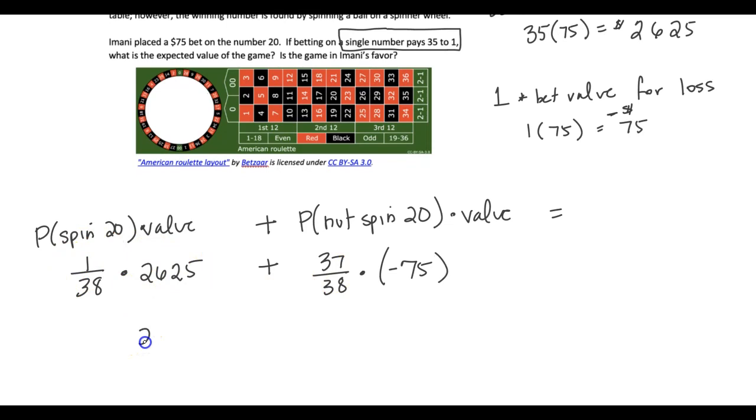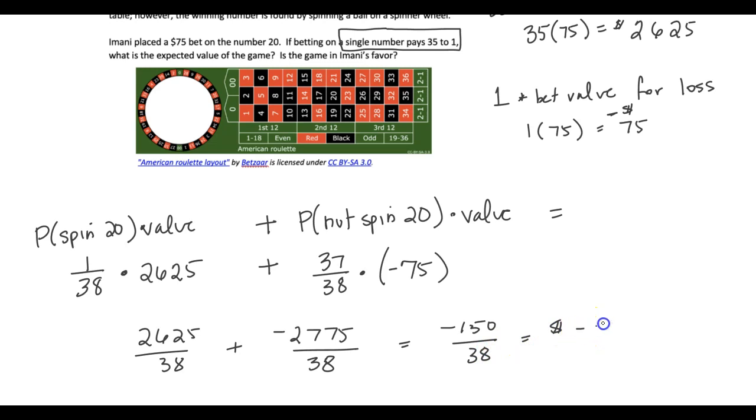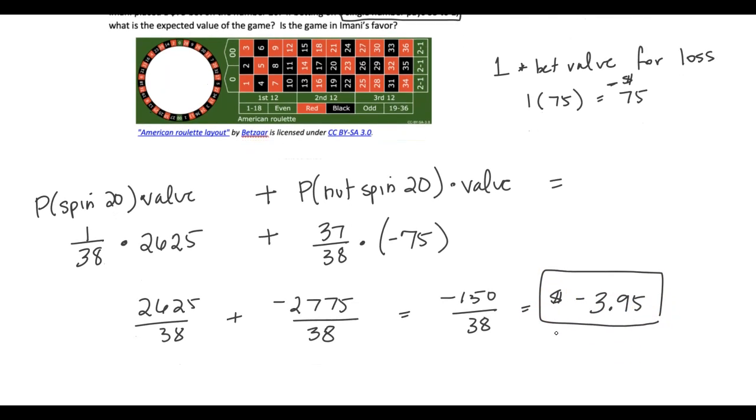Together, simplifying, we have 2,625 out of 38, and 37 times negative 75 is negative 2,775 out of 38, for a total of negative 150 out of 38, or an expected value of negative $3.95. So if played over the long term, on average, Amani would lose $3.95. Because over the long term, she is losing money, this game is not in Amani's favor.